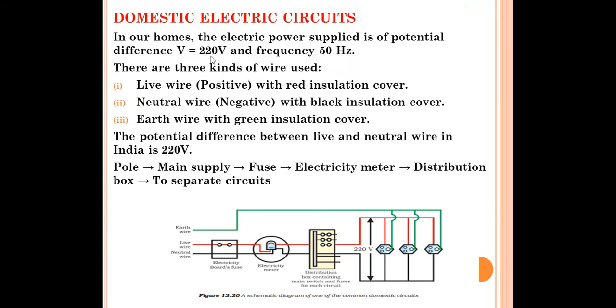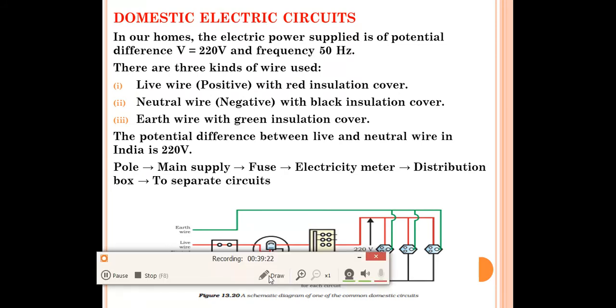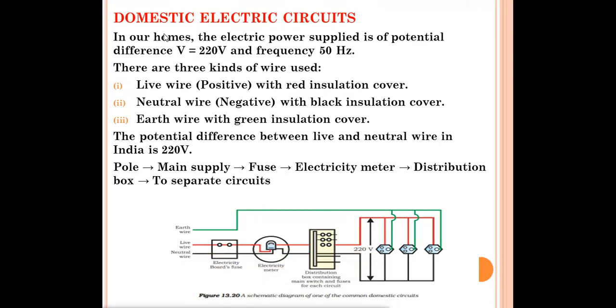Now, the last topic of this chapter is the domestic electric circuit. So, what is this domestic electric circuit? In our homes, the electric power supplied is of potential difference 220 volt and frequency 50 hertz. So what is the potential difference of the electricity we use in our house? 220 volt, and frequency is 50 hertz. There are three kinds of wires used in our house. If you see the main circuit of your house, you can see three types of wires: one of green color, one of red color, and another of black color.